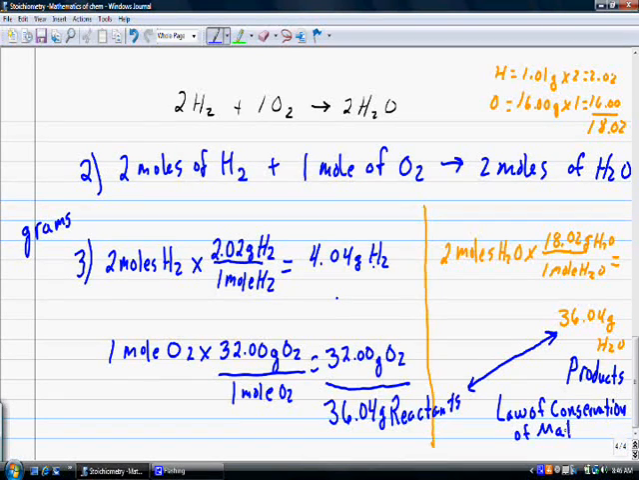And it has to be the case because matter can neither be created nor destroyed, so I better end up with as much mass on the reactant side as I have on the product side. It also shows a perfect stoichiometric ratio. If all of these react in this amount of mass, then I get a perfect stoichiometric ratio.